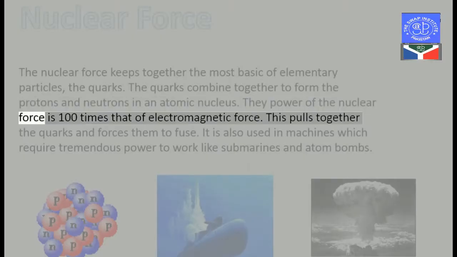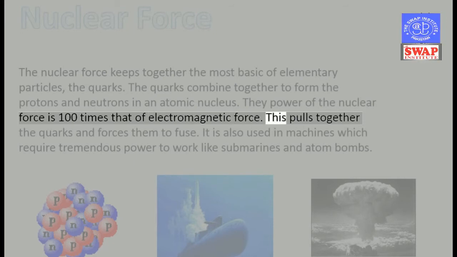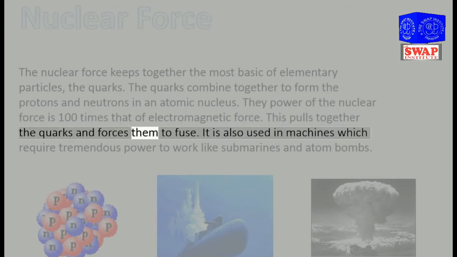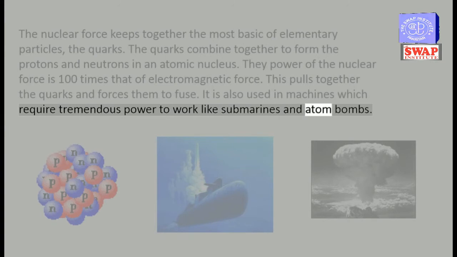The power of the nuclear force is 100 times that of electromagnetic force. This pulls together the quarks and forces them to fuse. It is also used in machines which require tremendous power to work, like submarines and atom bombs.